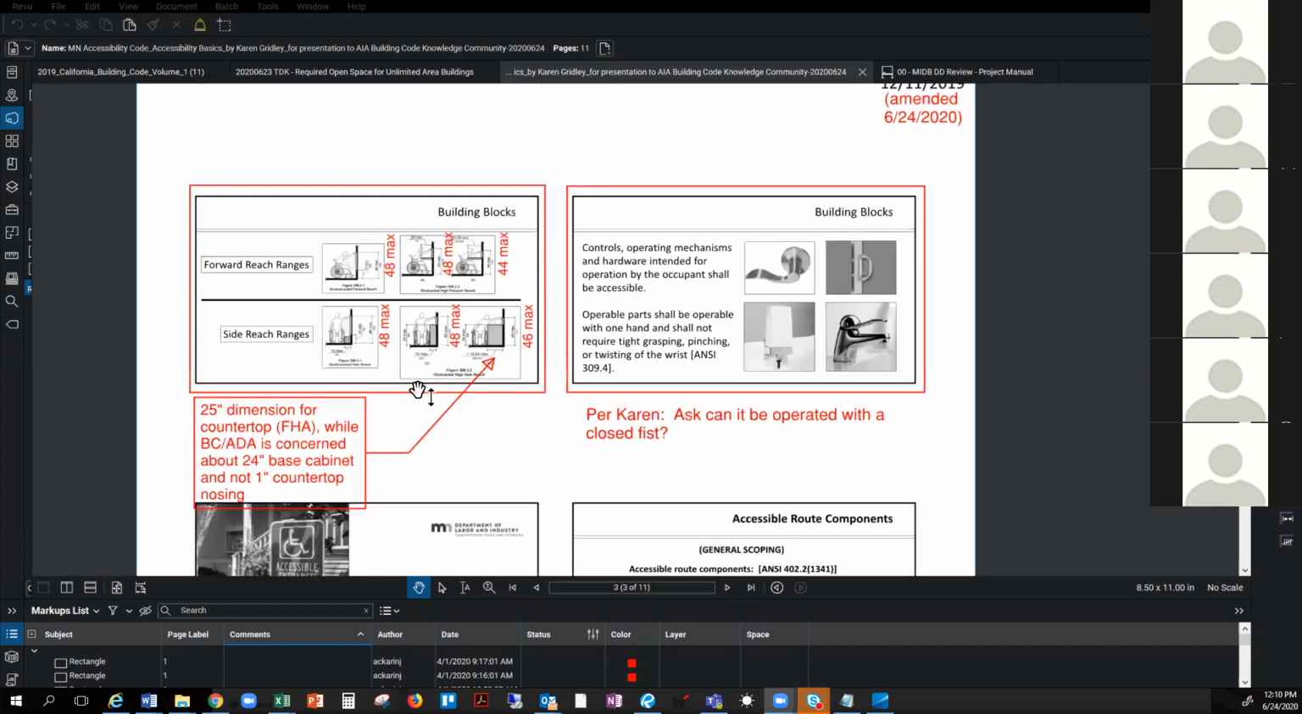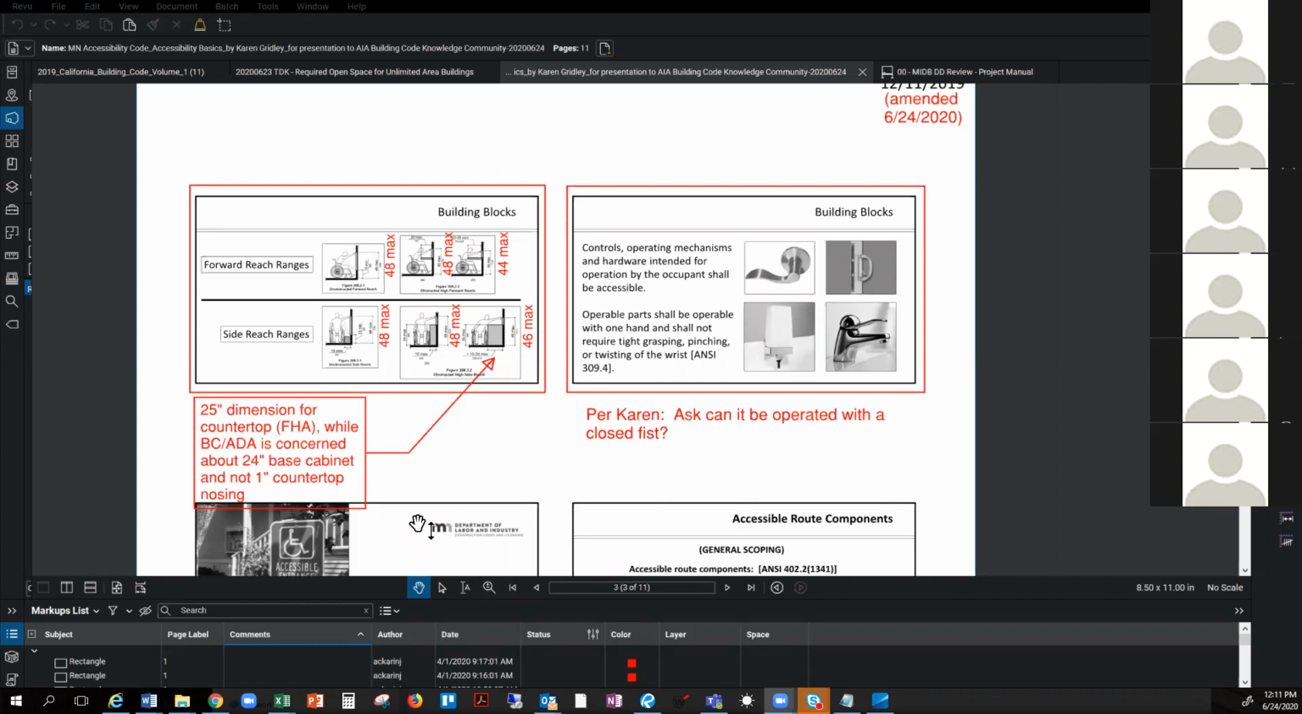Just more things to recall. 48 max depending on your reach level. The one thing that Karen and I just touched base on is more of a clarification to what's already been stated here. You're going to get the same result, a 25-inch dimension as far as FHA is concerned, where they're measuring the countertop itself, where the building code and ADA are referring to the cabinet at 24 inches. The bottom line is that in the end, you're probably going to be talking about 25 inches. But in either case, these provisions, the forward reach and the side reach, apply.